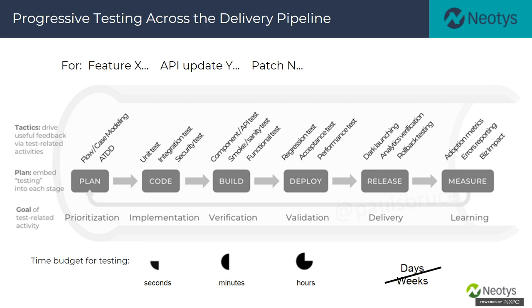And so progressive testing, particularly across the framing of a delivery pipeline for, let's say, a feature or even a patch, something as small as a patch, right? There are tactics that you take in order to verify that at every phase, you're meeting the criteria to hand that off to the next phase.